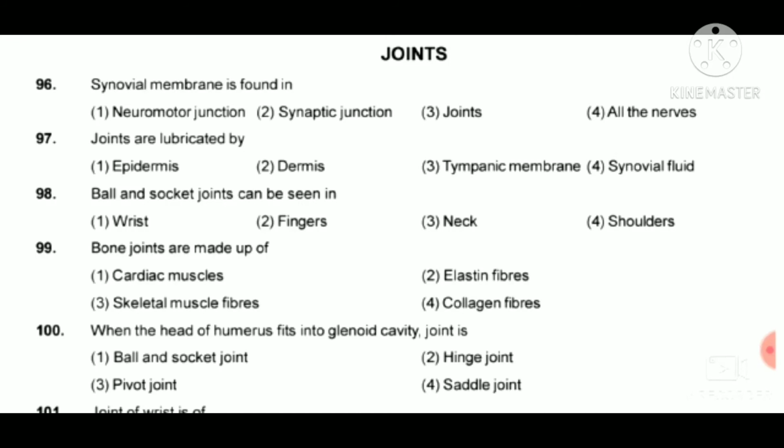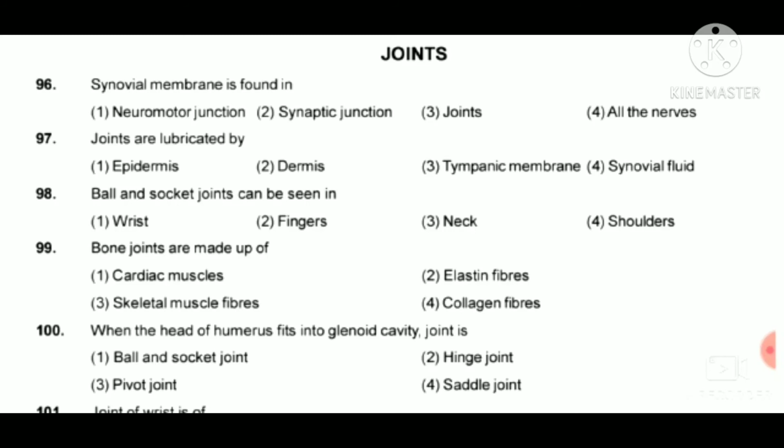Everyone, in this video we are going to discuss some objective questions related to the topic joints, and the first question, question number 96, is synovial membrane is found in number 1 neuromuscular junction, number 2 synaptic junction, number 3 joints, and number 4 all the nerves. Synovial membrane is a specialized connective tissue that lines the inner surface of the capsule of the synovial joints. So the answer is option number 3, joints.